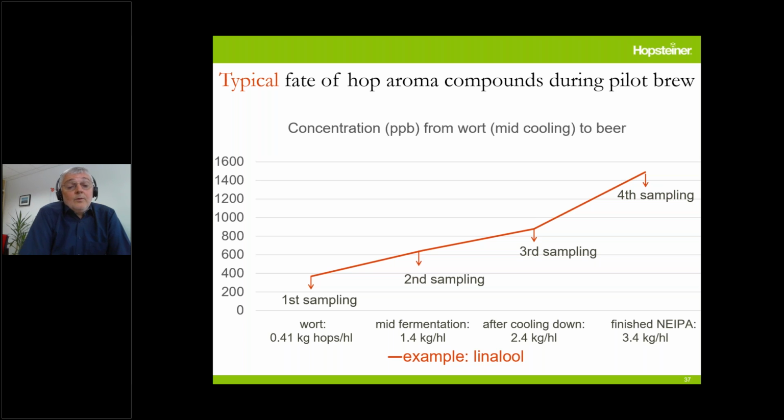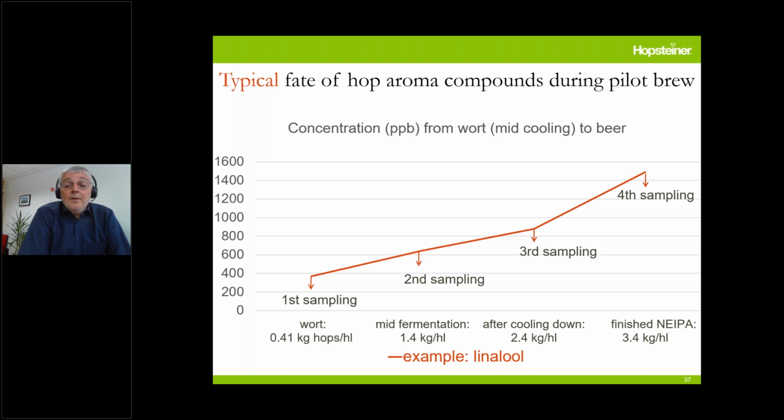So the total hop dosage at this stage was 0.41 kilogram of hops per hectoliter. Then at the beginning of fermentation, another 1 kilogram was added. We did sampling mid-fermentation, so in total 1.4 kilogram per hectoliter had been added at this sampling time. Then after cooling down, between the second and third sampling, another 1 kilogram was added, and when cooling down had been done, another 1 kilogram was added. So in the finished New England IPAs, we had 3.4 kilogram per hectoliter.